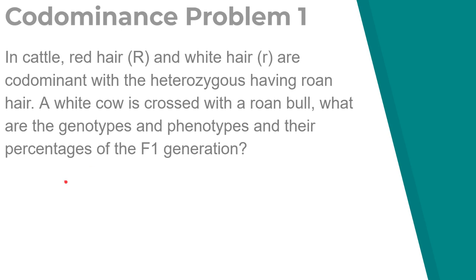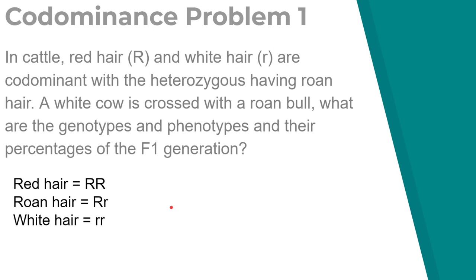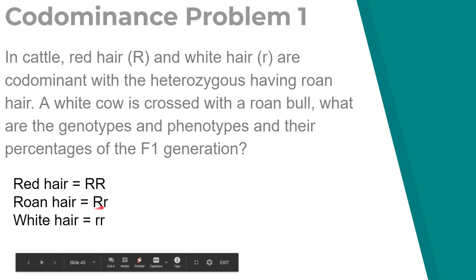So step 1, we need to write out the 3 genotypes and define them. So we see red hair, I tell you, is a capital R. So red hair is going to be homozygous dominant, big R, big R. The heterozygous is going to be roan. So that means roan is going to be big R, little r. And then white hair, since I told you was little r, is going to be little r, little r. So if I'm crossing a white cow with a roan bull, that means that I have little r, little r crossed with a big R, little r to get these parents.